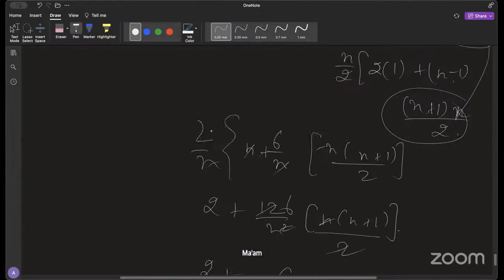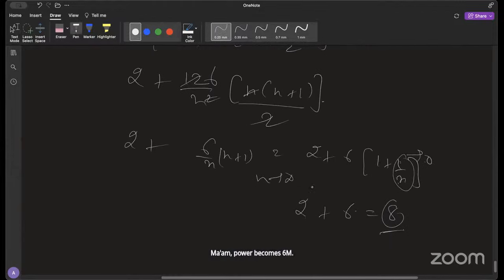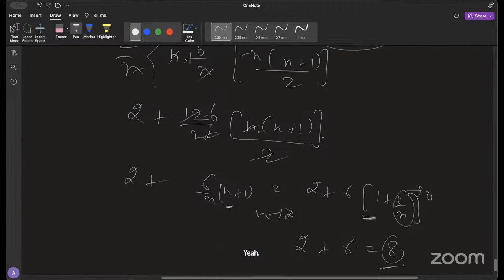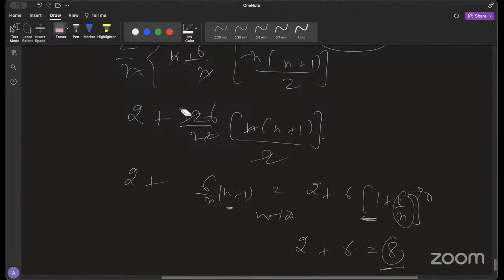Ma'am, how does it become 6n? Yeah, here, in the same line before. We had 12. What do we have here? Initially, we had 12n square, and these two are also not cancelled.